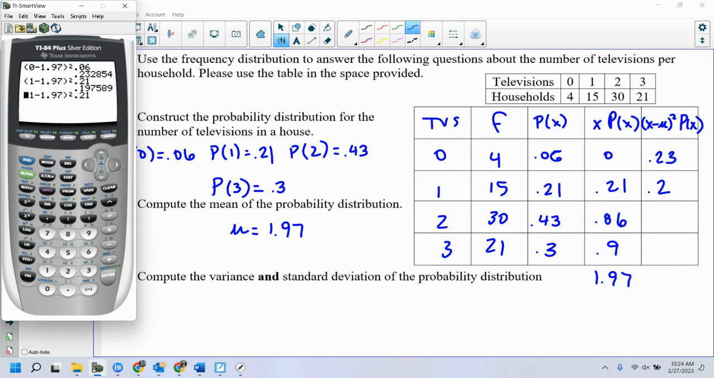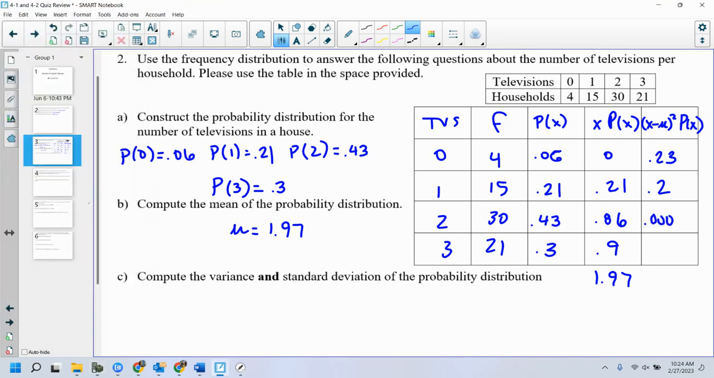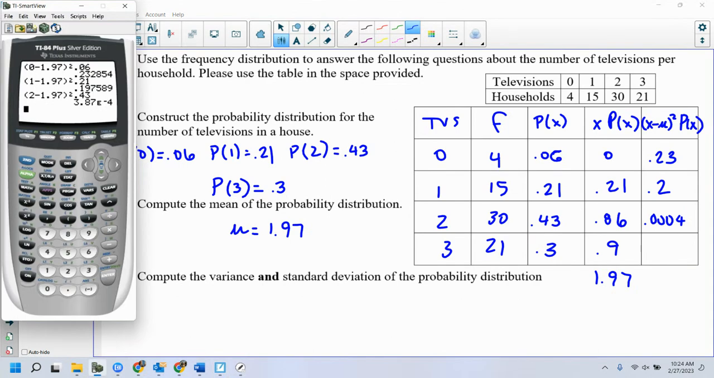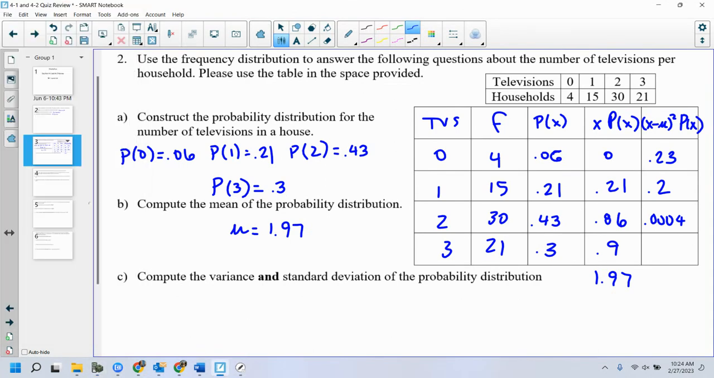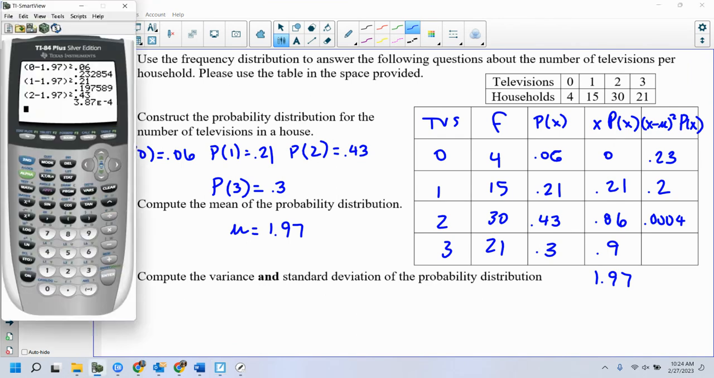And then we're going to run that same calculation, now with 2 TVs, with a percentage of 43%, so 0.43. Ooh, small number, 0.000387. We'll just round it to 0.004. Now, why do we expect it to be so low there? Because it's the closest thing to the mean, right? And this is a measure of variance, a measure of deviation, right?